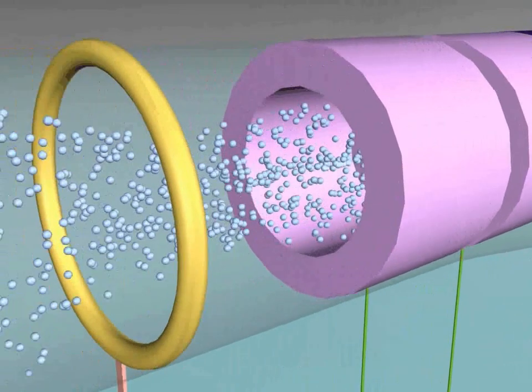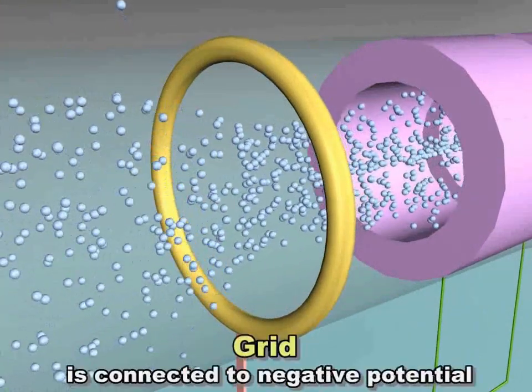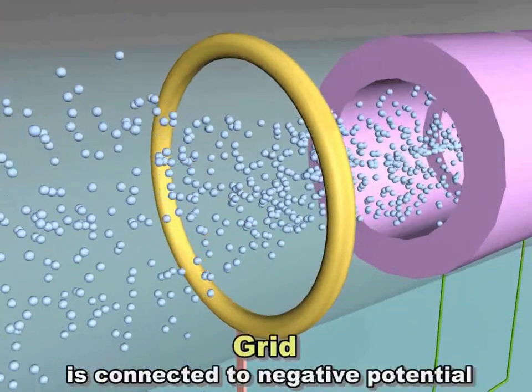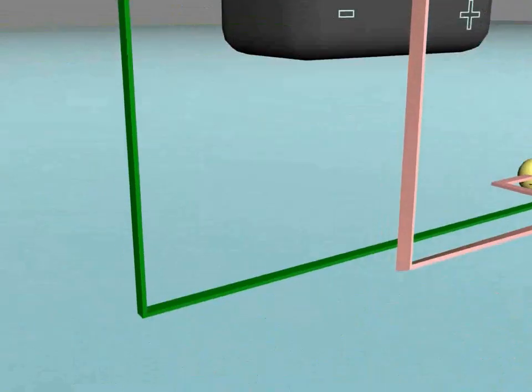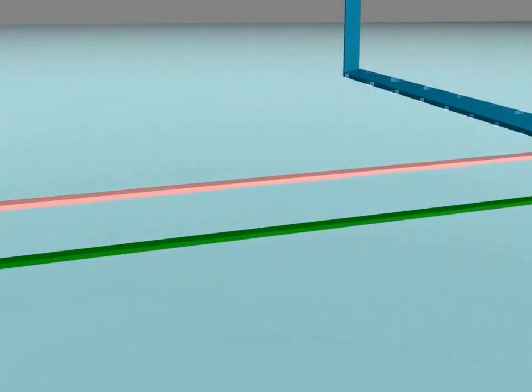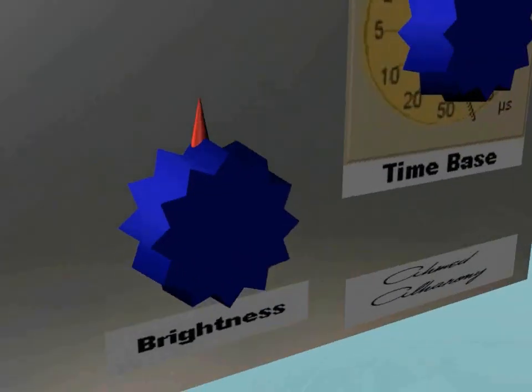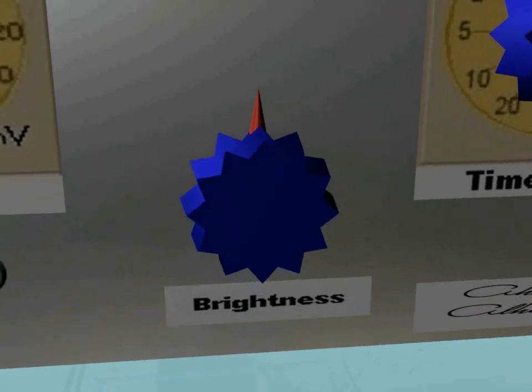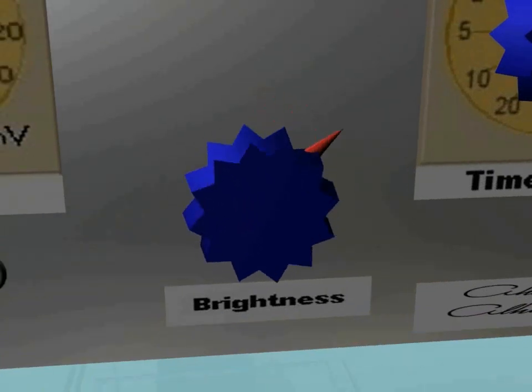The second modification is adding a grid. The grid is a metal ring that is connected to a negative potential. This negative potential is controlled by a controller button. On the interface of the CRO, this button is the brightness.